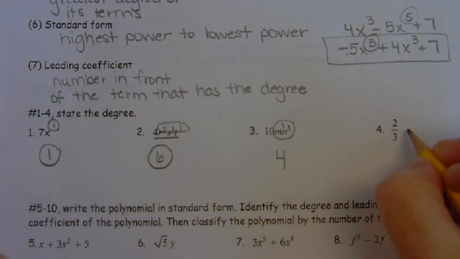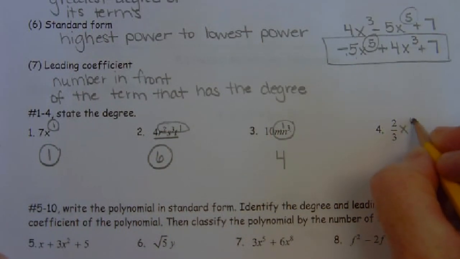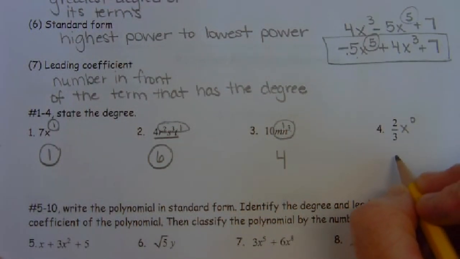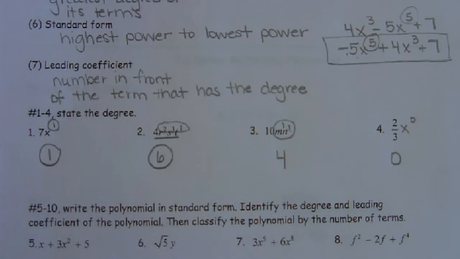And then if it's a constant, every constant really has an x to the 0 at the end, which is really just the number 1, so it doesn't change it. So that degree would be 0.